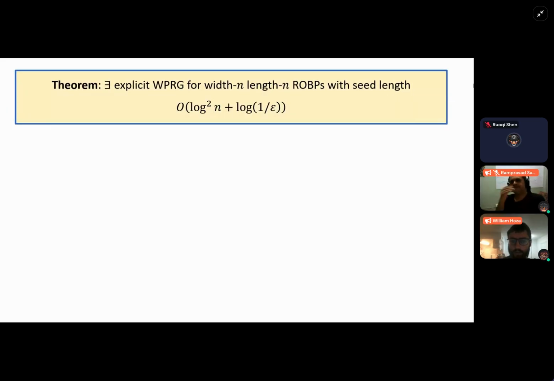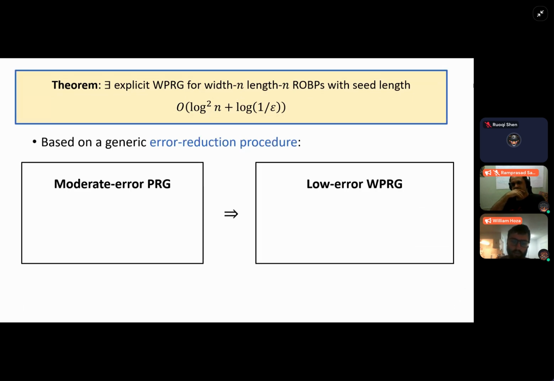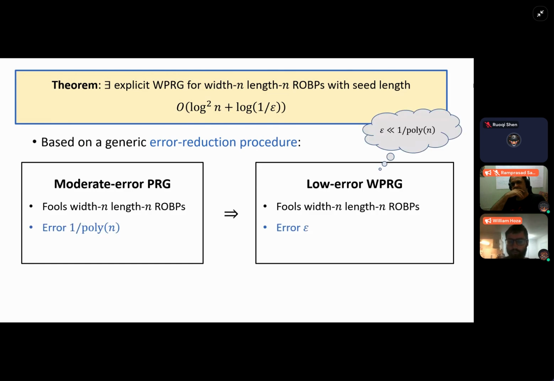And the proof of this theorem is based on a more general transformation, an error reduction procedure. So it's this generic transformation that takes any moderate error pseudorandom generator and transforms it into a low error weighted pseudorandom generator. In both cases, we're fooling polynomial width read-once branching programs, but we start with inverse polynomial error, which we're thinking of as moderate error. And then we transform it into something that has low error, epsilon, where epsilon is maybe inverse quasi-polynomial. And of course, we have to pay for that in terms of the seed length, but we only pay a little bit. We go from seed length r to seed length r plus log 1 over epsilon.